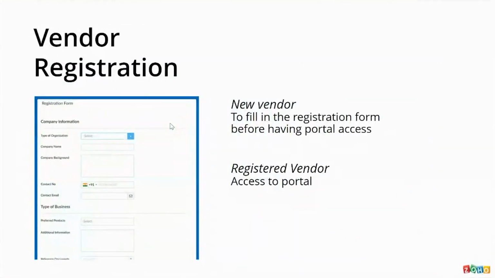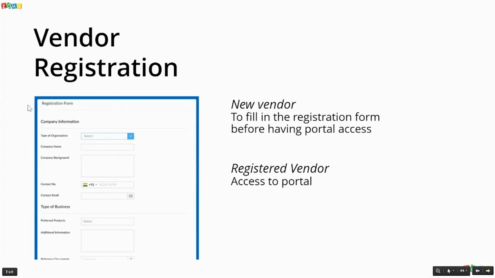And there is another instance that we have handled. Whenever a vendor is being added to the system, he'll have to fill in the registration form. He'll be added as a new vendor, and only if he fills in the registration form will he have access to the portal. So we have designed an HTML page, and also we have a registration form with the type of organization, company name, company background, contact address, and contact email of the vendor.